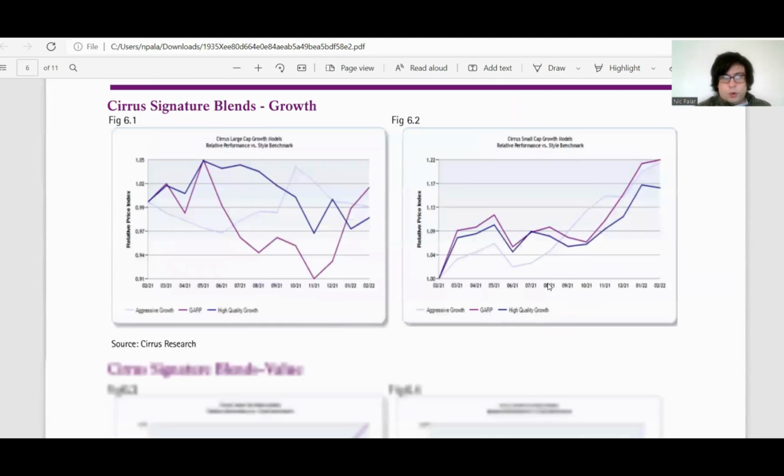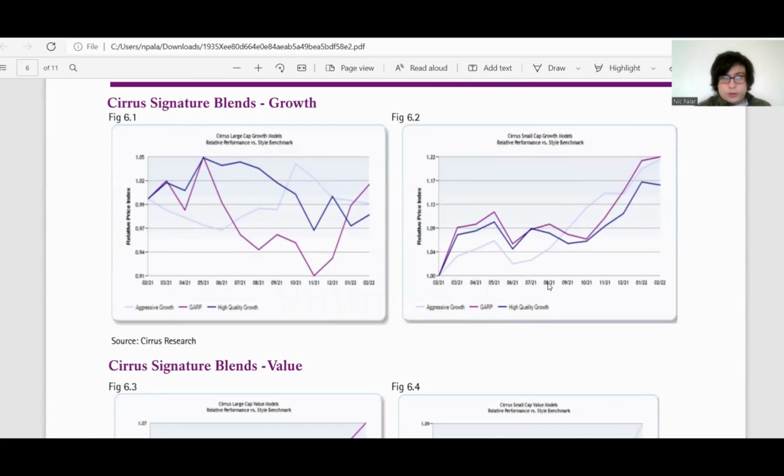Going further, what we have are a number of relative performance charts. These charts are a simple way to compare a series relative to its benchmark. So if we take this figure right here, figure 6.2, which looks at small cap growth models relative to their style benchmark. What this is doing is looking at our aggressive growth model, our GARP model, and our high quality growth model versus the small cap growth benchmark.